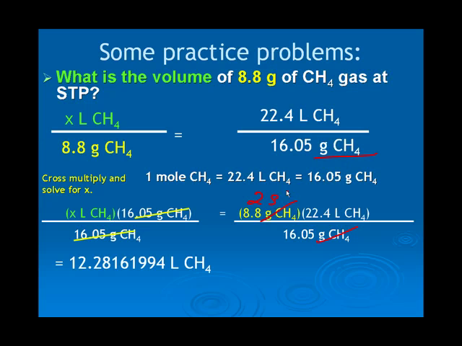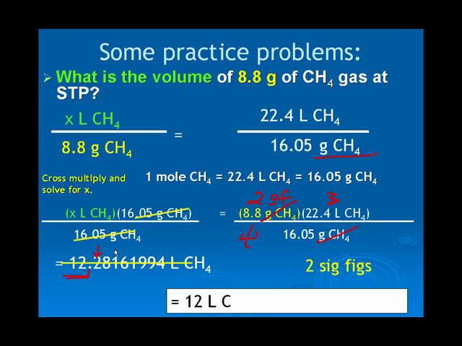Check our sig figs. Here's 2, here's 3, and here's 4. So I can only keep 2 sig figs. I look to the next number to round, and I have 12 liters of methane. Okay? So that's all there is to it.